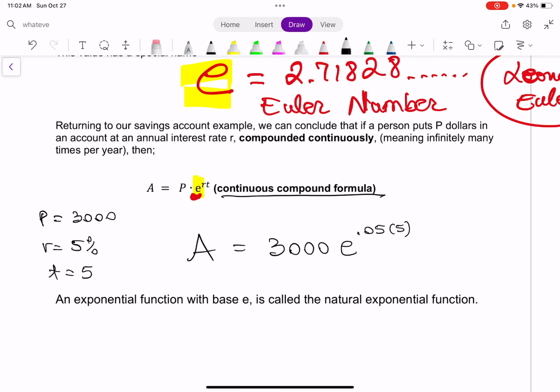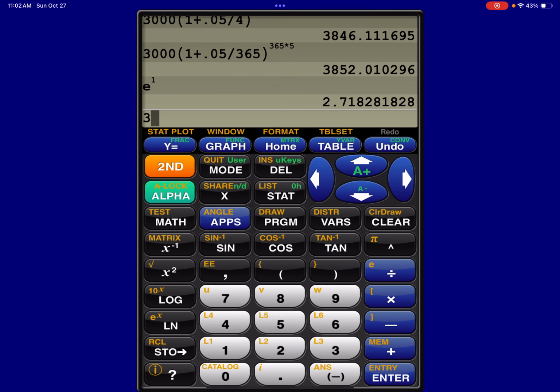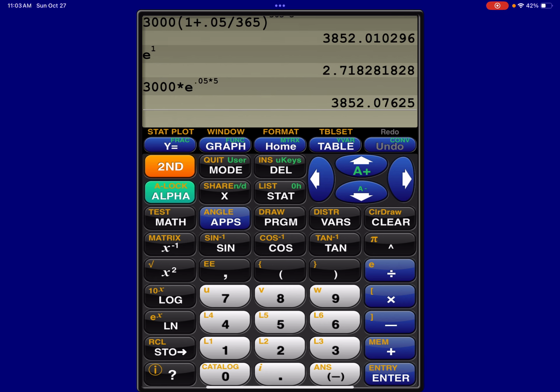So how do we put this in our calculator? Here it is, 3,000 times, and see the E button, so you go to second e to the x, and it immediately puts an exponent, as this E value always shows up with exponential expressions mostly, so that's why they didn't just put E, but put an e to the x for our convenience. And I have a 0.05 multiplied by 5. And so, yes, if you compare it to the last value we got on daily, it's very similar. So we actually made 7 more cents as we round up.